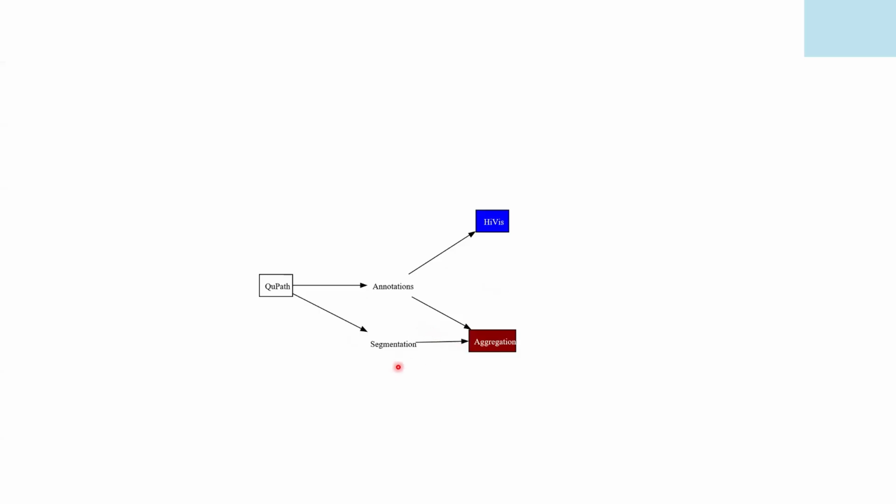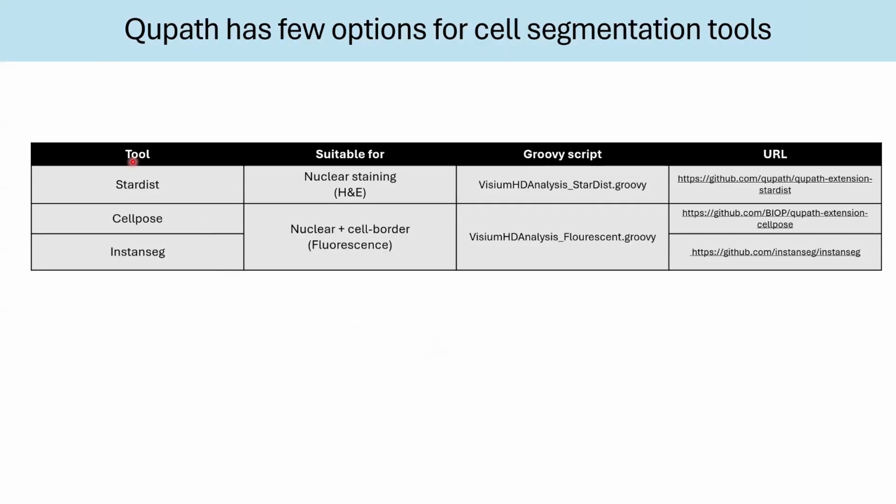Yeah, so now let's talk a little bit about segmentation, just a side note. If you are using one channel staining, which is good for H&E or for DAPI staining, you should use StarDist. If you have nuclear and cell border staining, you should use Cellpose. And if you have more, you should use InstanSeg, but you can always try all of those to see which one fits your data best.